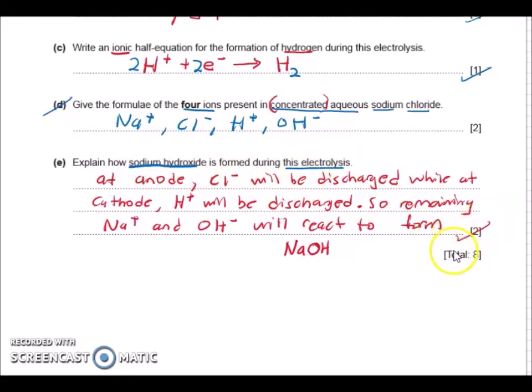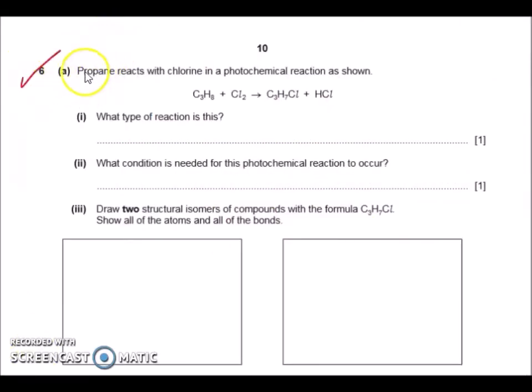So you got 2 marks here. So the total for this 5th question is 8 marks. Now you're going to the 6th question. Question number 6: propane reacts. This is an alkane. It reacts with chlorine in a photochemical reaction. This reaction is actually called a substitution reaction here.